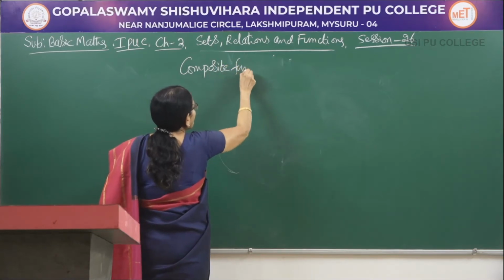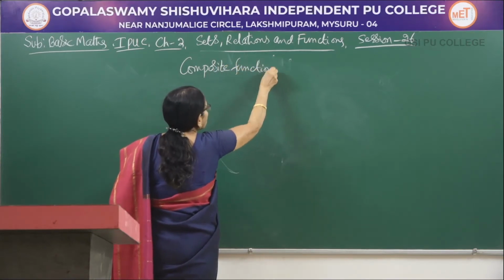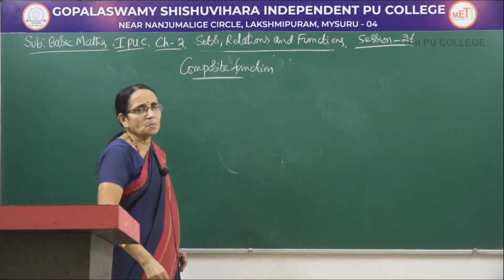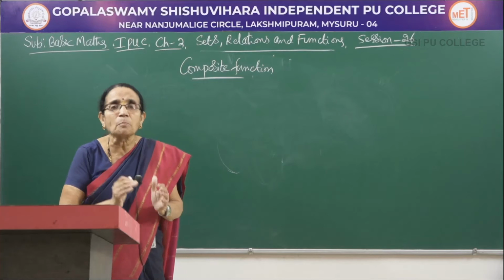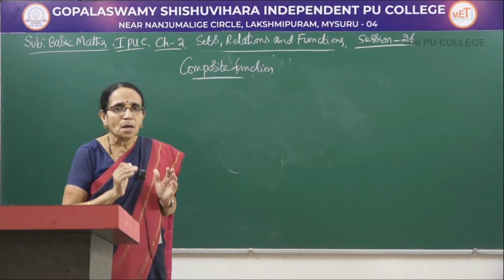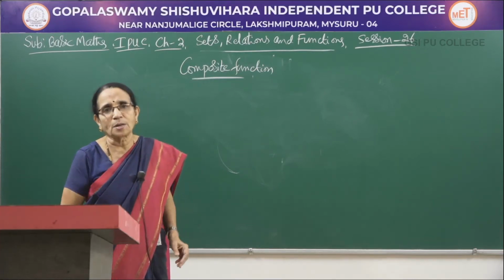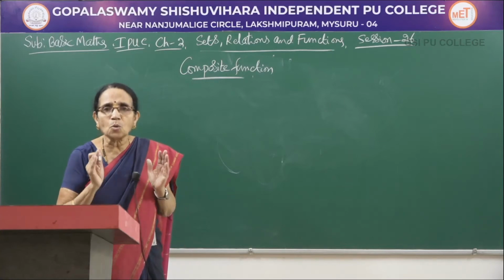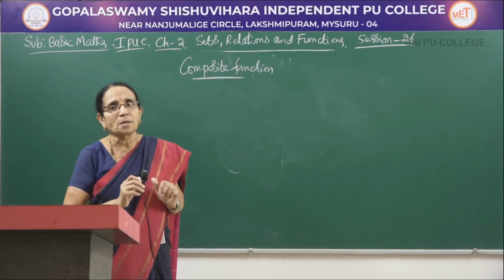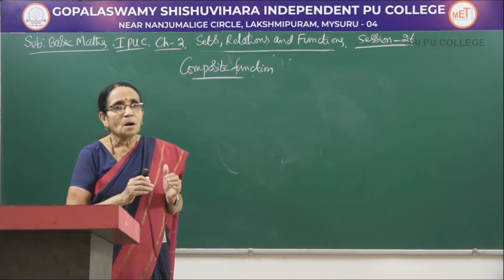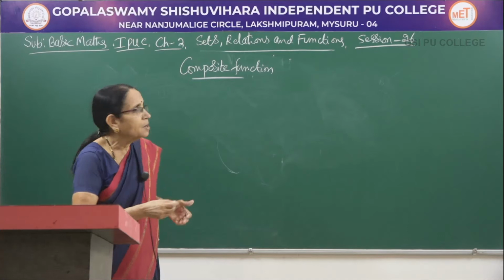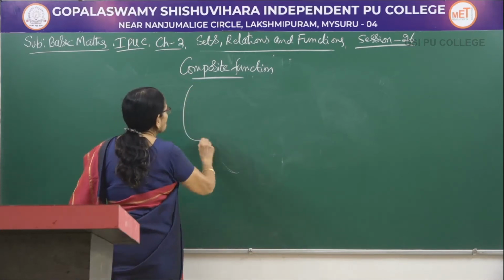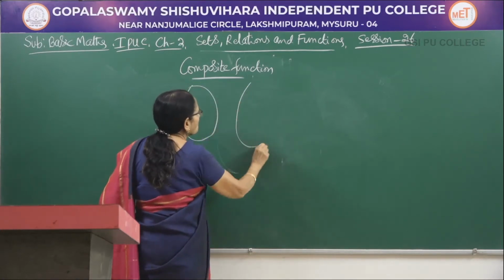It is known as a composite function. Composite means we are combining. That means that there would be more than one function. Here we consider two different functions and combine them. When we combine them, how would it act, what would be the result, how can it be defined. So here I consider three sets.